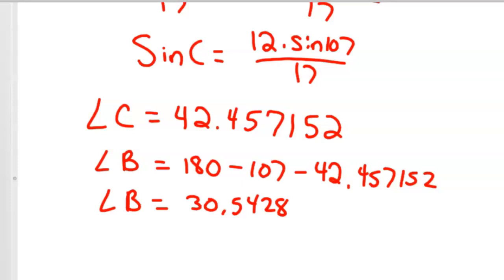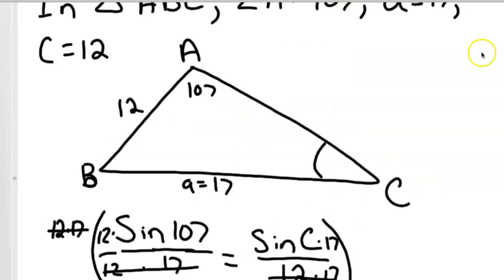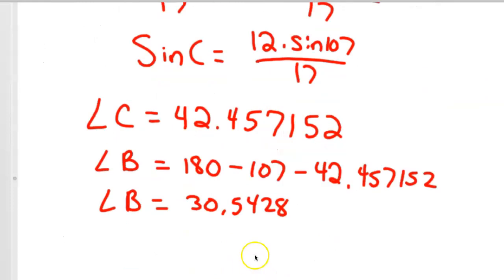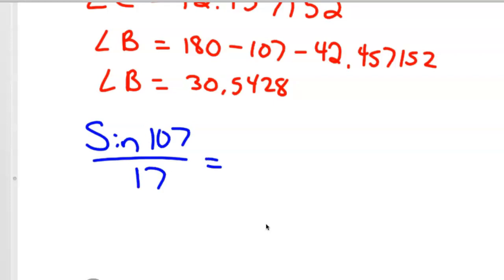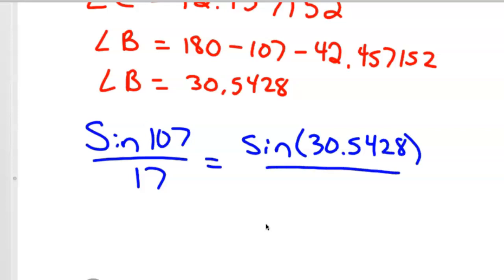Now here's the deal. We might need to find this side B, little b here. So we're going to have to use this angle B. And so you want to use, again, as many decimals as you can. So we'll use all of those decimals. We'll start with that same sine of A, so sine of 107 over 17. You might have to go back to the original image. And then sine of B, which now we have, which is 30.5428, divided by whatever little b was. And little b, we don't know exactly; that's what we're trying to find.